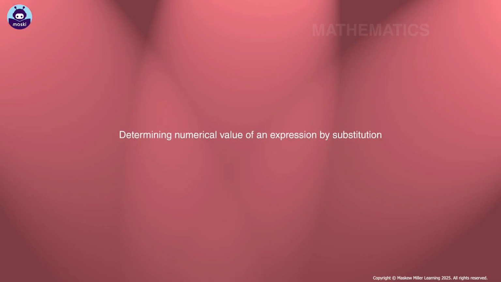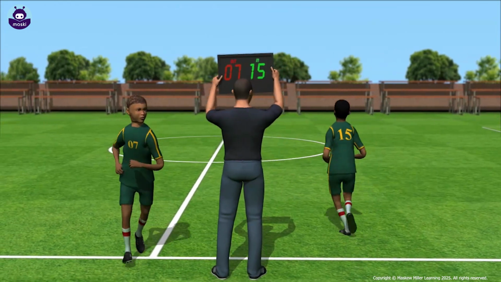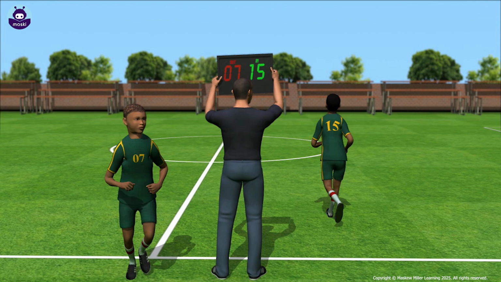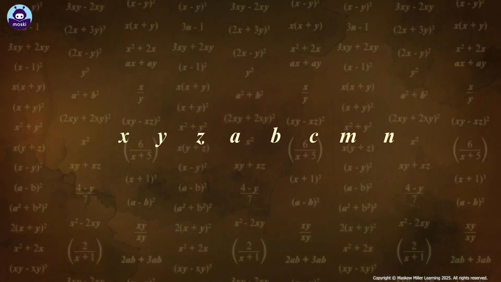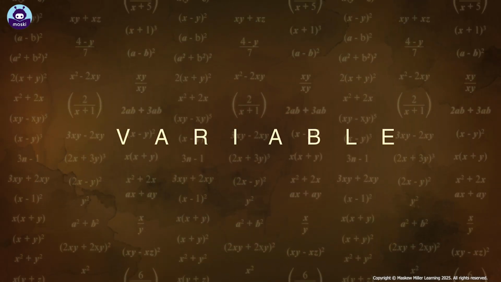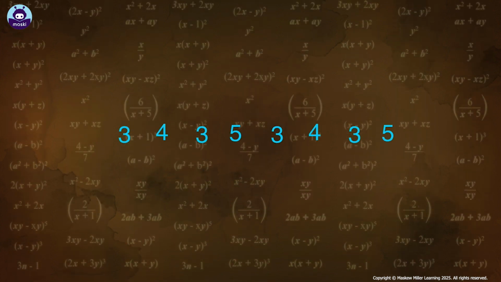Value of an expression by substitution. In sport, a substitute is a player who is brought on during a match to replace a player who has been injured. The word substitute means to put one in the place of another. In algebra, we know that letters or variables can stand for numbers that are unknown. Once the number is known, we can replace the variable with the number.